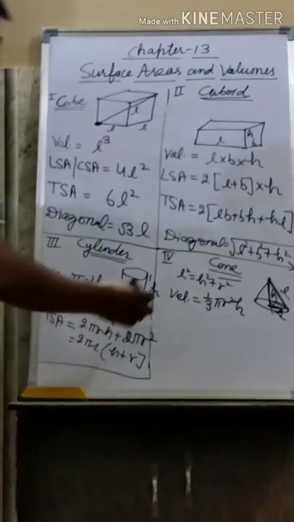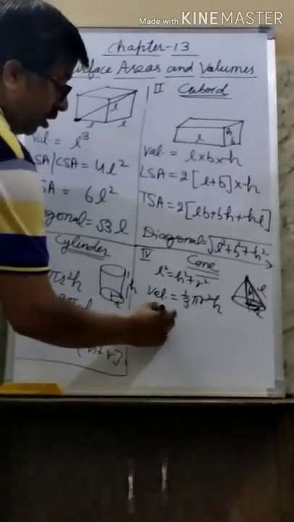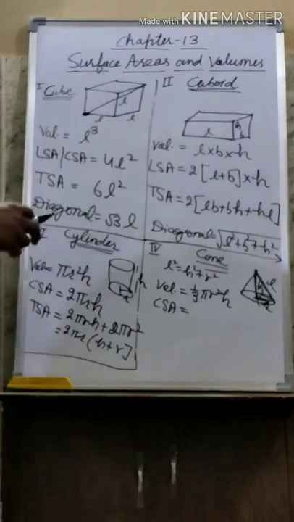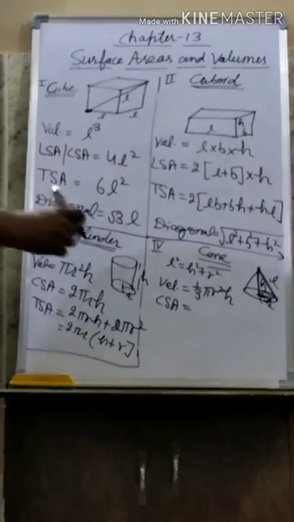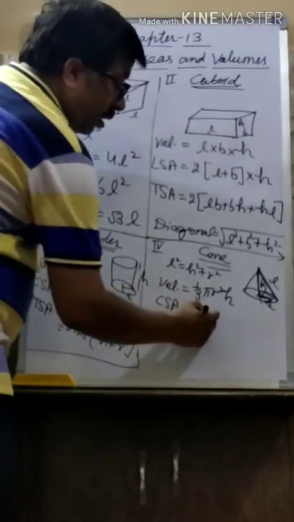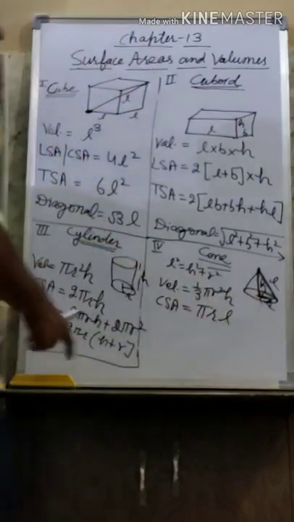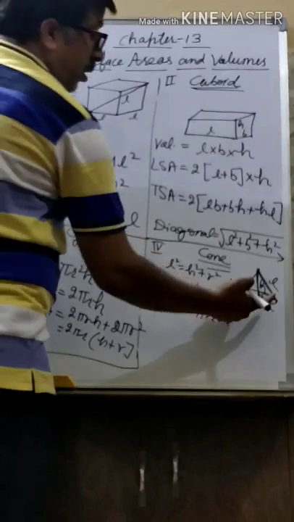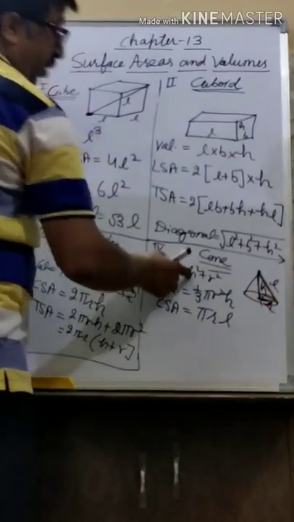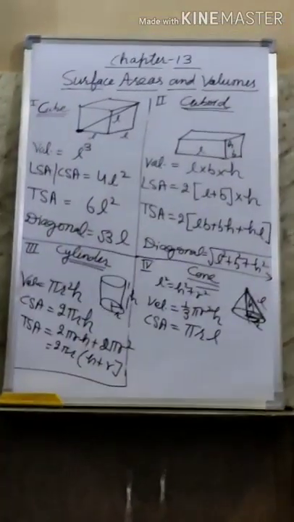Next is CSA. CSA means curved surface area. That is pi r L. Pi, r is radius, L is slant height. If it is given, then no problem. If r or h is given, then you can find out L first.